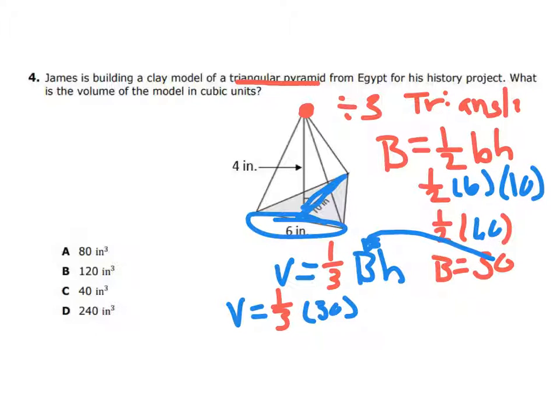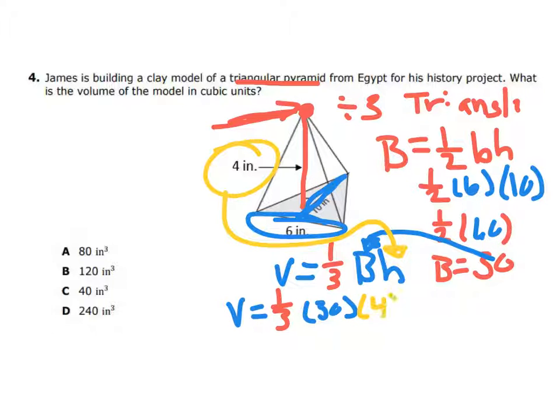Now I need to find the height of the pyramid. The height of the pyramid is, if we were at the very top of the pyramid, and there was a hole at the top, and we could look straight down, and I could drop a tape measure straight down. I want to know what the distance is from the very top straight down to the bottom. And in this case, that's going to be this 4 inches right here. So I'm going to plug in 4 for H.